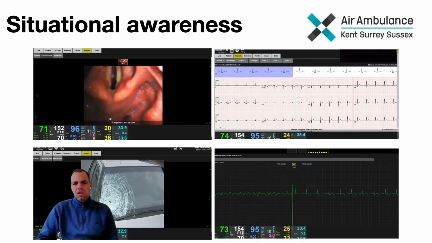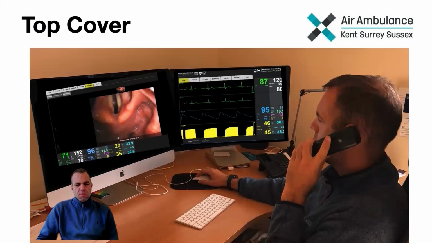So what's happened? What condition is my patient in now? How are they improving, deteriorating? What interventions need to be done? Can I support the crew with those interventions in real time? Really gives a much better, much more informed way of doing remote decision support.